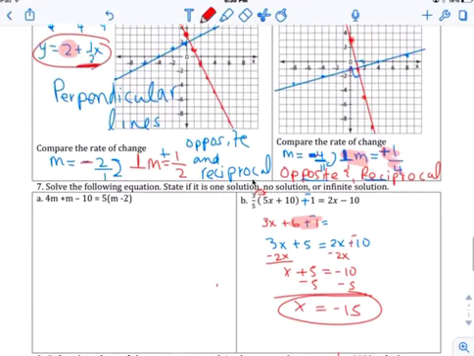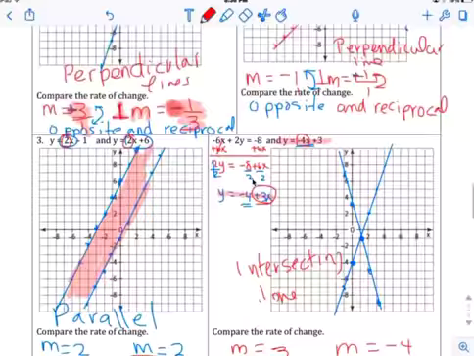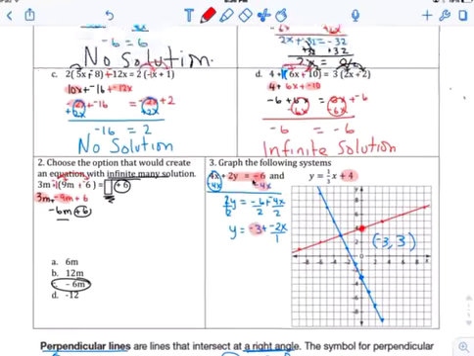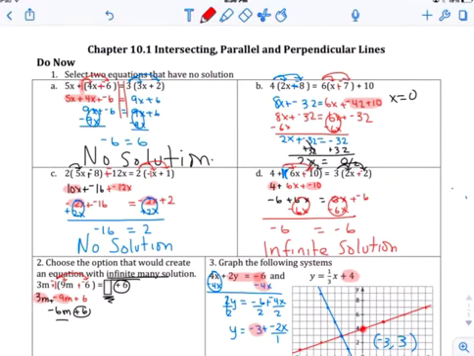Okay? And that's basically your homework for tonight. It's basically graphing. Well, make sure you know how to graph.